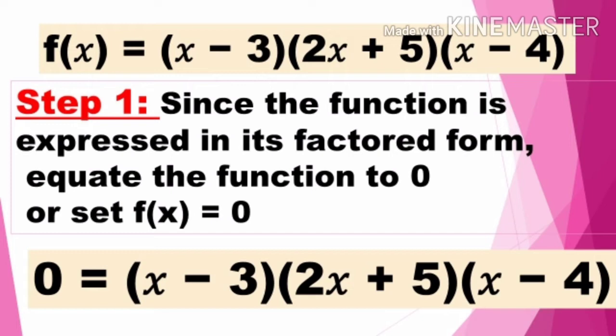Since the function is expressed in its factored form, equate the function to 0, or set f of x to 0. So therefore, we now have 0 equals the quantity x minus 3 times the quantity 2x plus 5 times the quantity x minus 4.